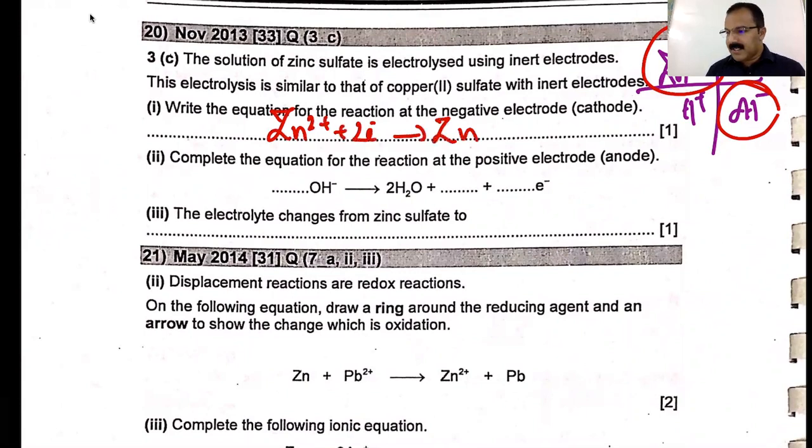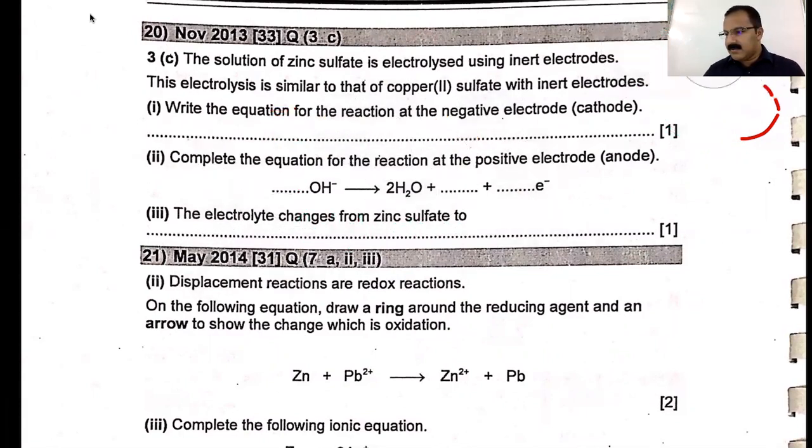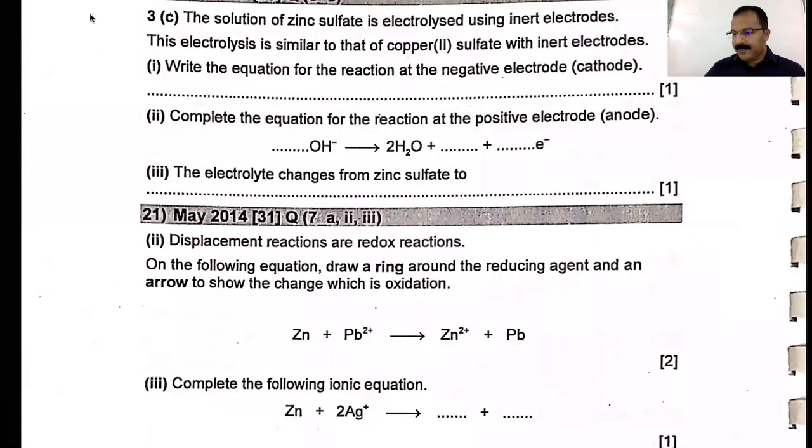Complete the equation for the reaction at the positive electrode. 4OH- gives 2H2O plus O2 plus 4 electrons. Yep. The electrolyte changes from zinc sulfate to, it is this one, this is what is in the electrolyte: sulfuric acid. You can write the name or the formula here because they didn't specify the name. They just said "to". So you can write the formula also.